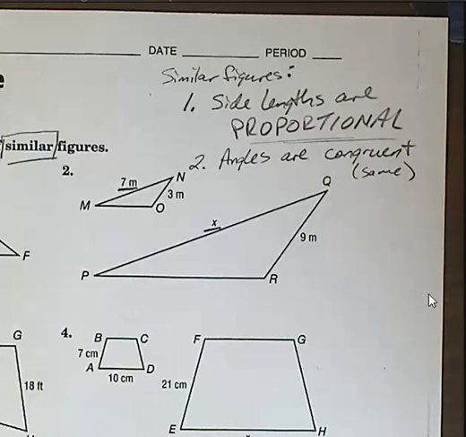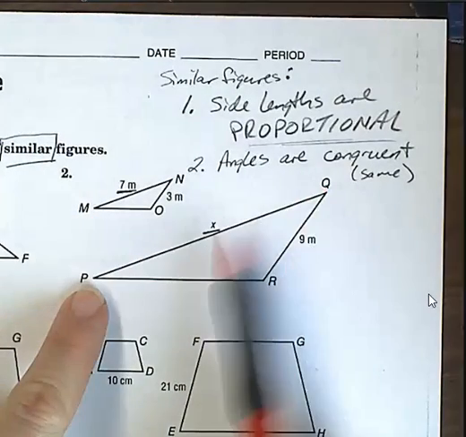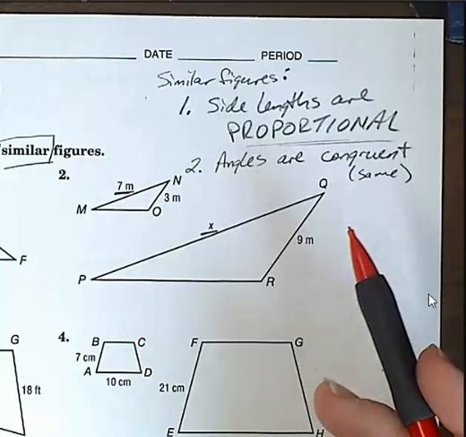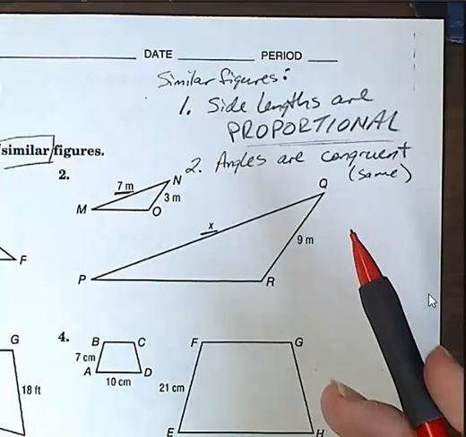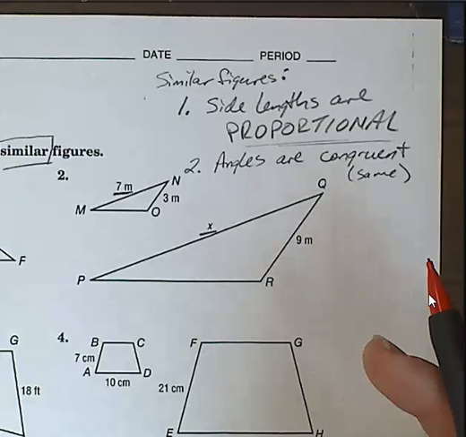And so because MN and PQ are both the longest sides, they correspond. We don't have enough information yet. We just know those two things correspond. What else do we know though? We know, Gracie, what?